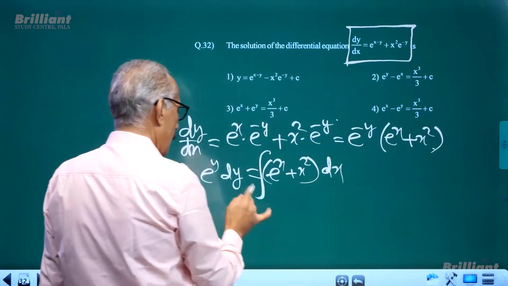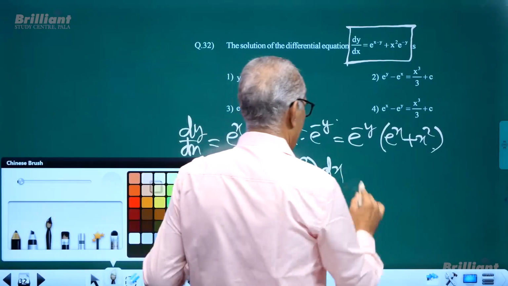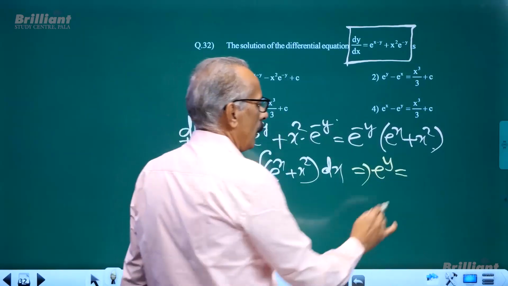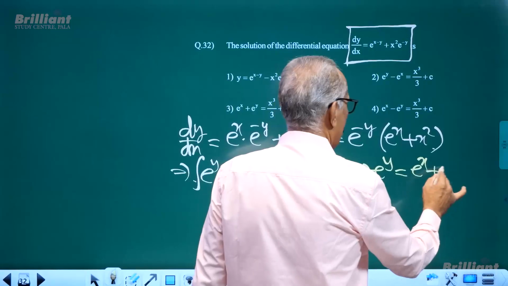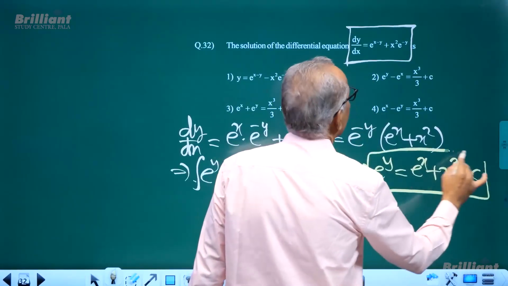Now integral, you know the answer. Your answer will be what then? This means e raised to y. Integral of e raised to y is e raised to y. Integral of e raised to x plus x cube by 3 plus c. Anywhere you can put c there.